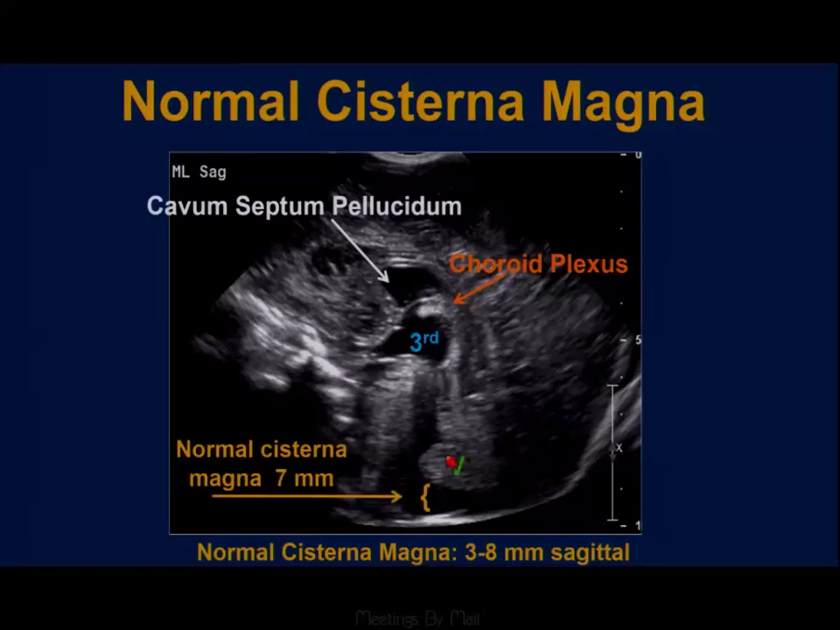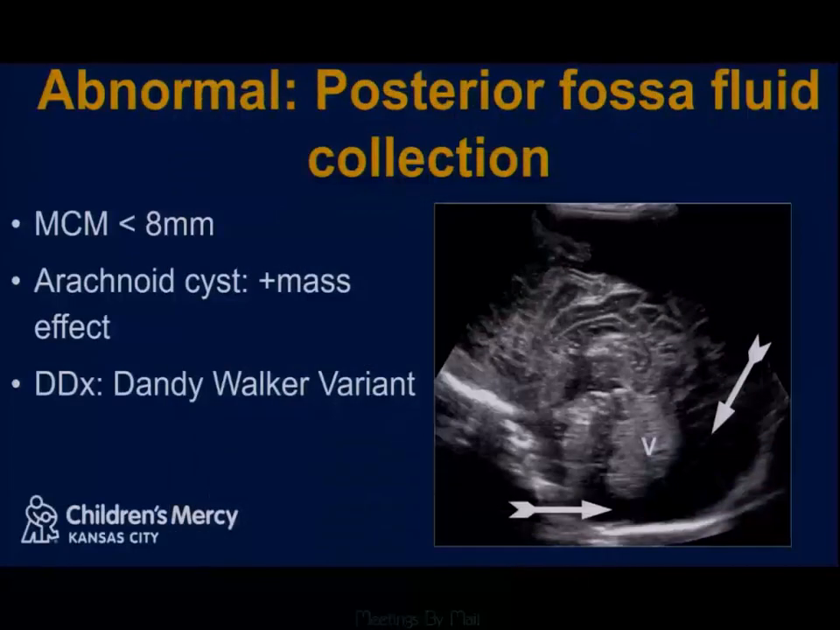And this is another normal variant, just a normal cisterna magna. So if you can remember, this normal cisterna magna should measure about 3 to 8 millimeters in that sagittal plane. If it measures more, you can, again, investigate more into what's going on. And so if that's a normal variant, this is your corresponding abnormal. So you see a posterior fossa fluid collection. So here, not only do you see some fluid between the vermis and the occiput, you see some fluid that comes posteriorly.